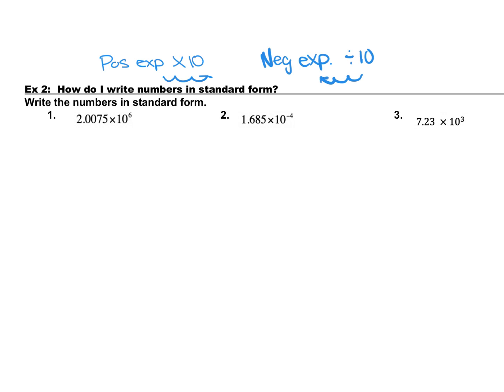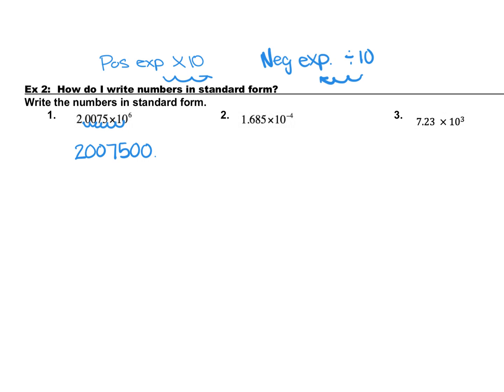So let's take a look at number 1. We have 2.0075 times 10 to the 6th power. Because it's a positive exponent, it means that we're going to multiply by 10 6 times. We're going to move that decimal place to the right 6 places. So I'm going to go 1, 2, 3, 4, 5, 6. And now notice that I ran out of places. So I do have to add 2 zeros at the end for the place value. And now there is a decimal at the end there, but we just don't write that.